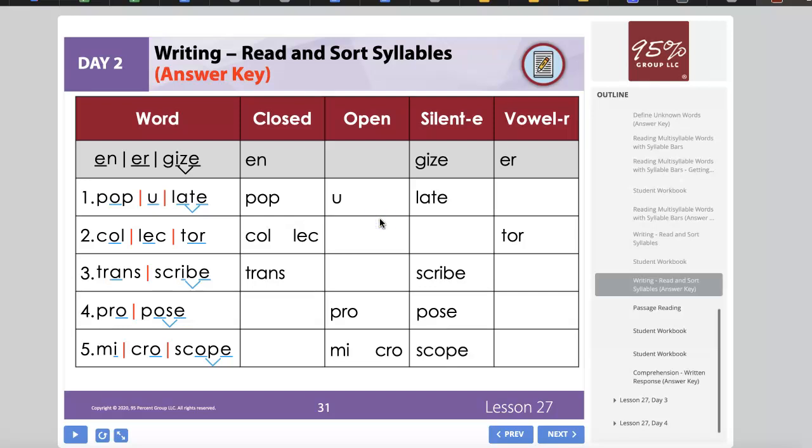Great job. All right, you can pause the screen here to let the students check their answers and fix any mistakes they may have. This is the end of the phonics lesson.